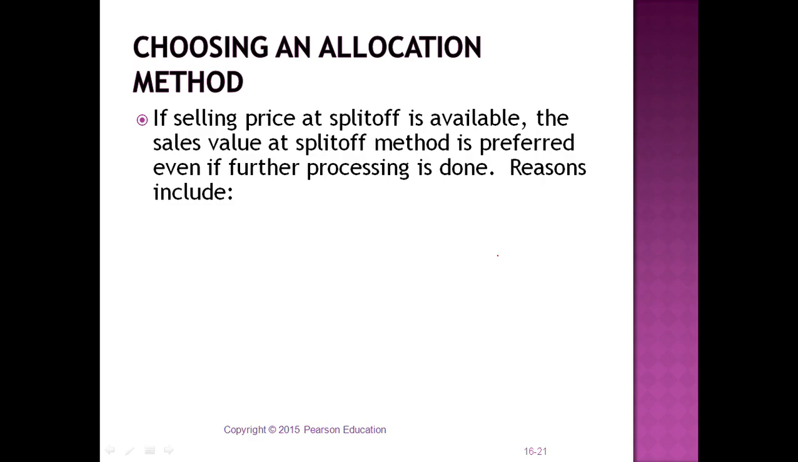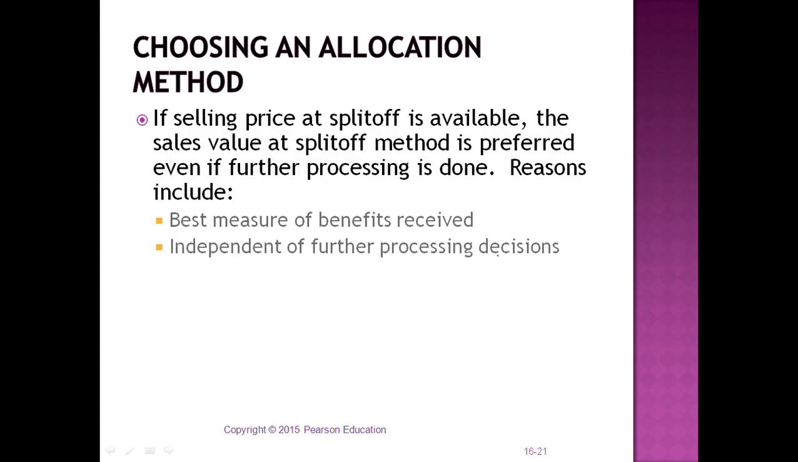Suppose you do not know the selling price at the split off point, but you know the final price at which you want to sell. So maybe you may not use the sales value at split off measure. Then maybe you will use the best measure of benefit received. You need to find what is the benefit that each product has derived from the production process. To understand the benefit, either you can take the selling price, or maybe you can consider some other values.